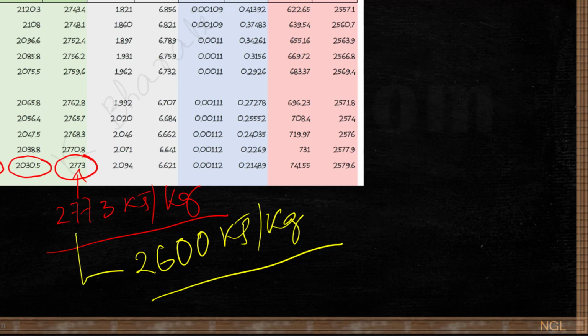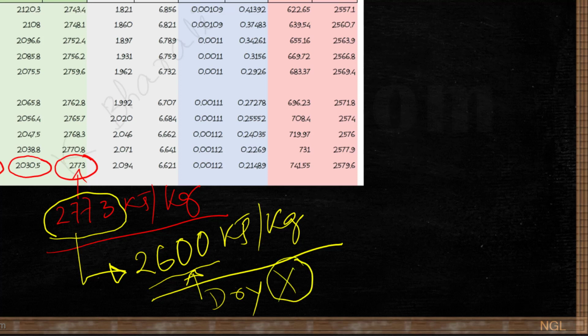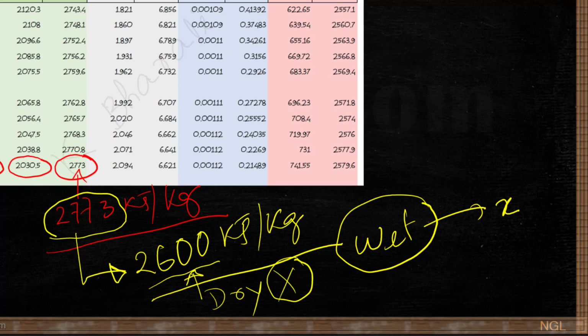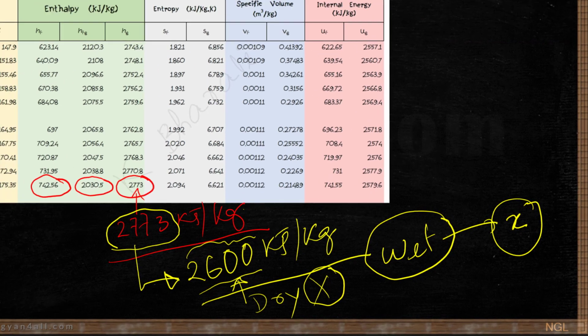Now you look at these values, 2600 is less than 2773 kilojoule per kg. That means this steam is not even dry. This is not dry steam. So if it is not dry steam, it must be wet steam. And if the steam is wet, it will have some dryness fraction x, and that we are to determine. So we'll use these three values, hf, hfg and 2600, to determine the dryness fraction of steam.